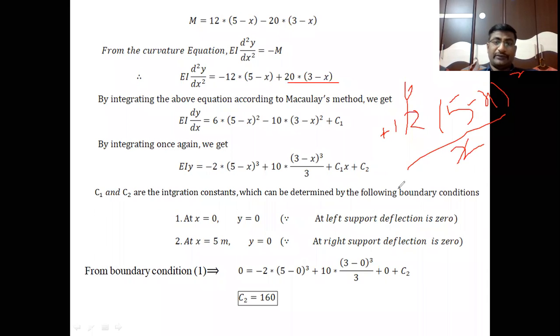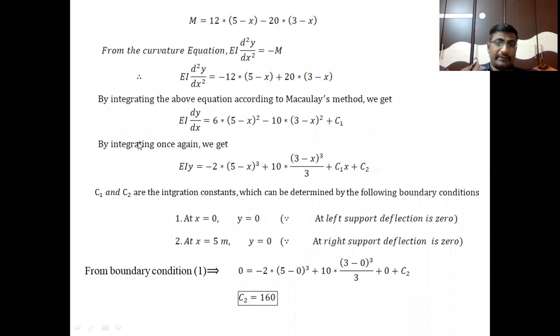Similarly, integration of 20 into 3 minus x. So 20 is the constant and 3 minus x integration is minus 3 minus x whole square by 2. So 3 minus x whole square by 2, minus x is there, so minus sign must be put in front of the expression. So 20 by 2 is 10. That's why I'm writing here minus 10 into 3 minus x whole square plus c1, where c1 is the integration constant. Clear, students?